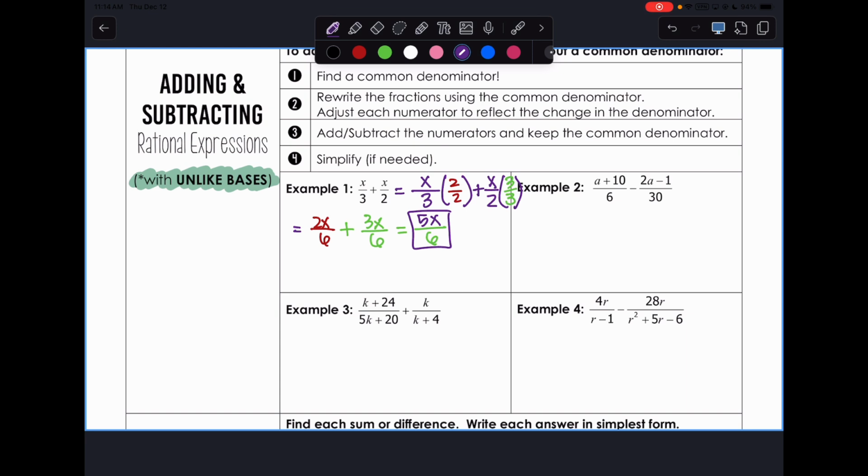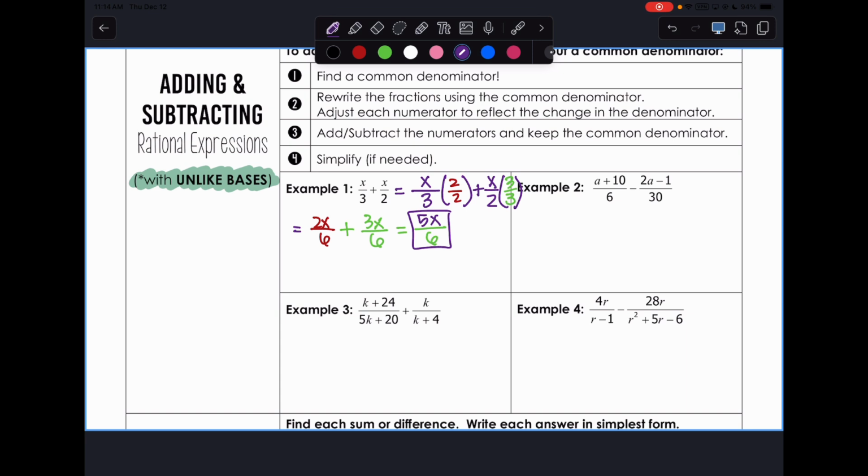Okay. Simplifying rational expressions is built in and embedded in every one of the learning targets for multiplying, dividing, adding, and subtracting. So I'm not testing you explicitly on simplifying, but that needs to be part of your grade for multiplying, dividing, and adding and subtracting. Okay? So just keep that in mind.